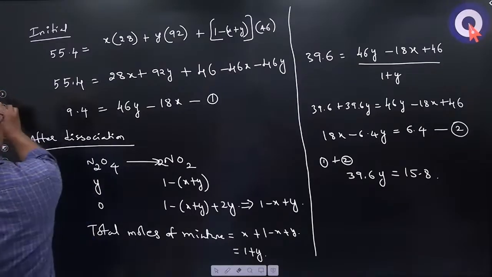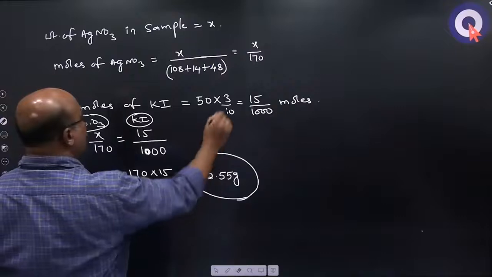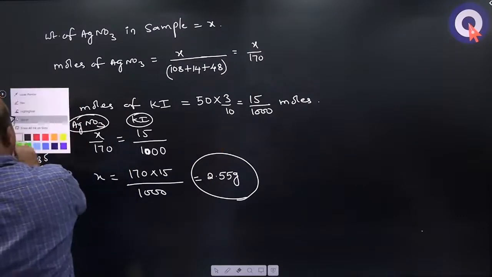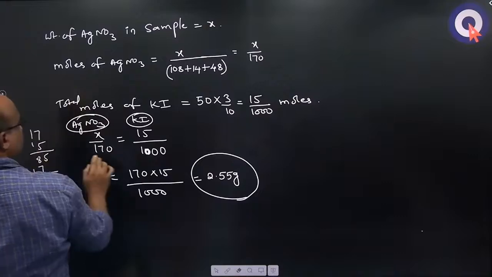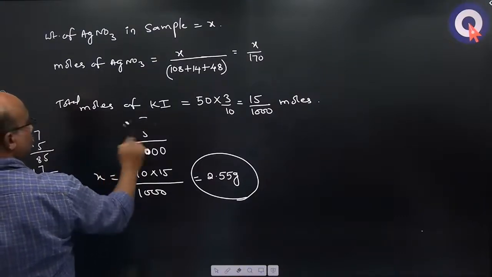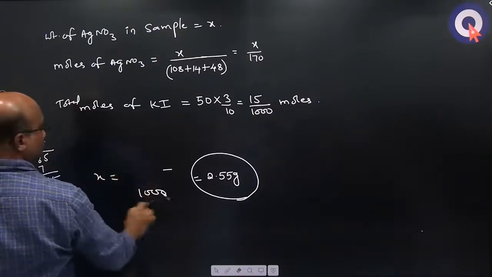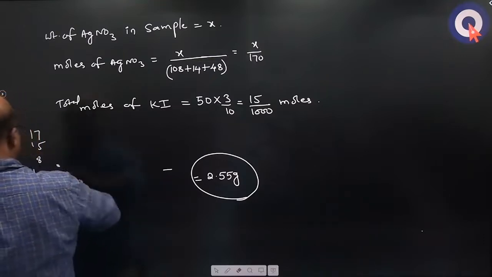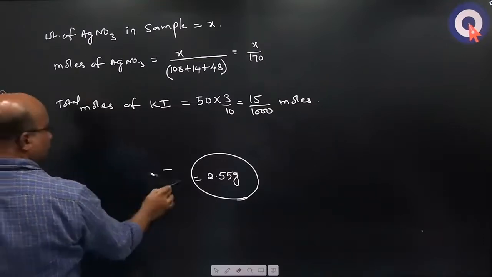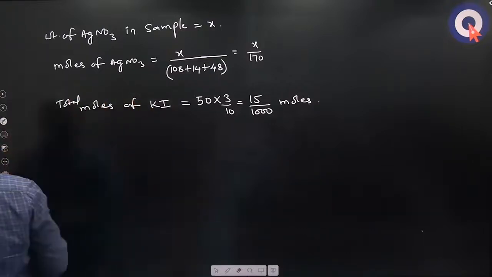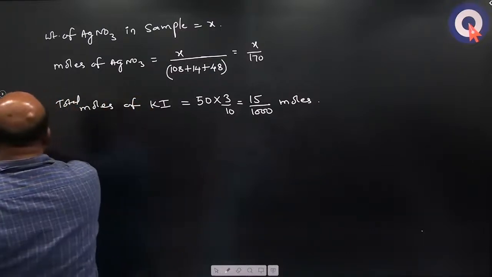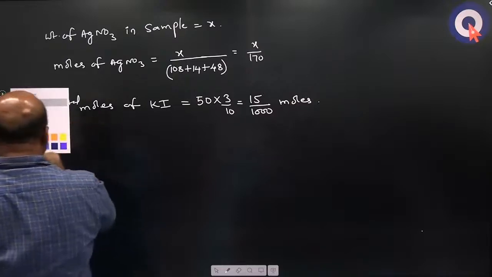This is the total what we had. So let us see. So that is the meaning of that, but the wording was a little bit not clear. So let us see. Total millimoles of this which we added is 15, this one, otherwise okay.